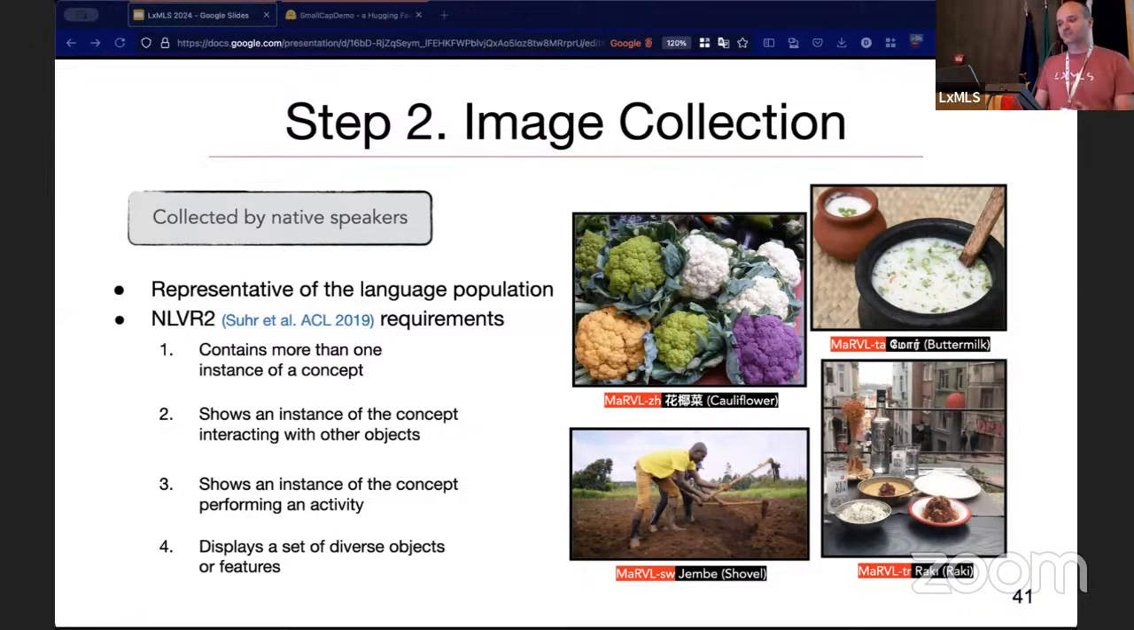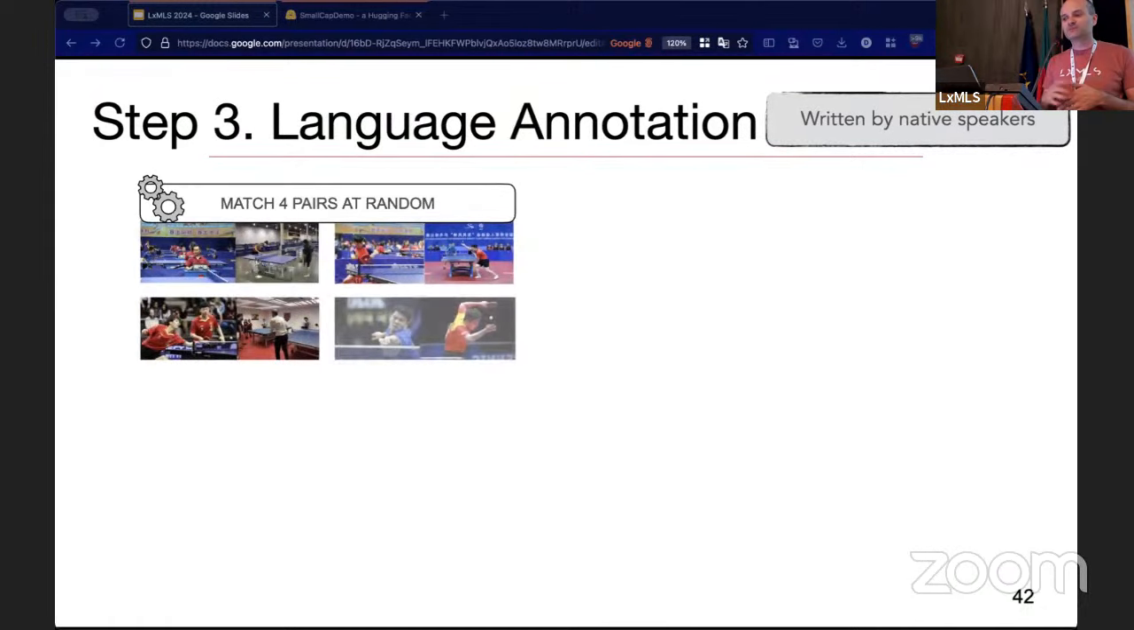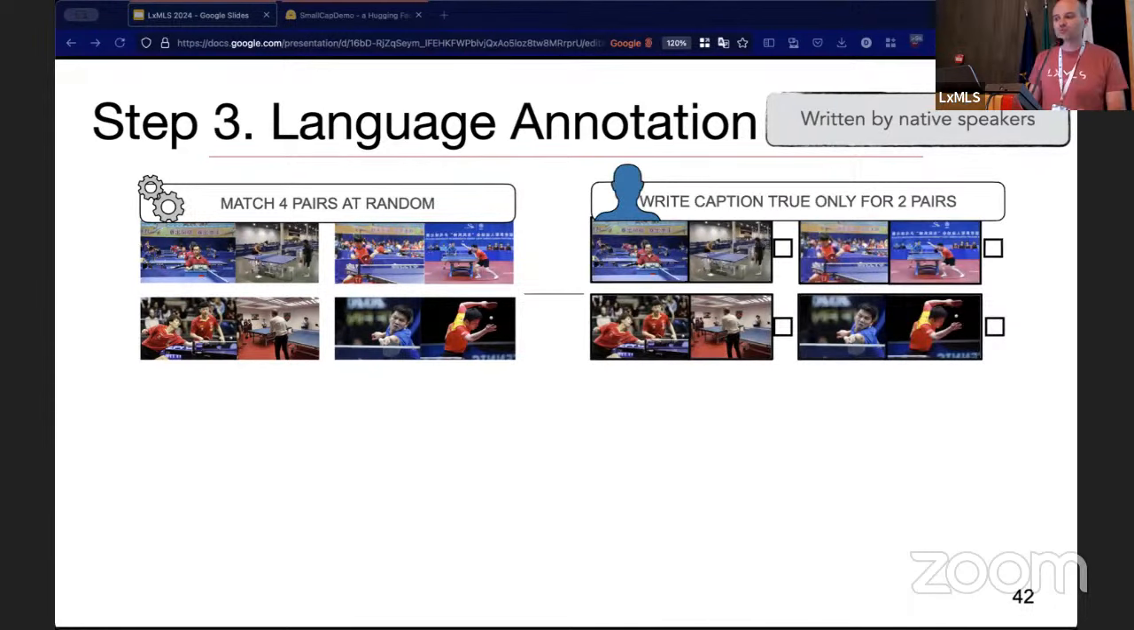After we've collected all these images, which are, by the way, Creative Commons licensed, we made this very important as part of our data process, we then need to annotate this with sentences. Once again, it's written by native speakers. The way we do this is for a given concept within a semantic field, we pair 4 images at random, and we ask a human being to write a sentence that's true for only 2 pairs of these images. For example, they might pick these 2 image pairs on the right-hand side, and they'll write a sentence.